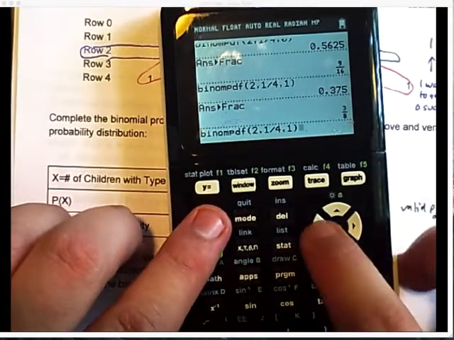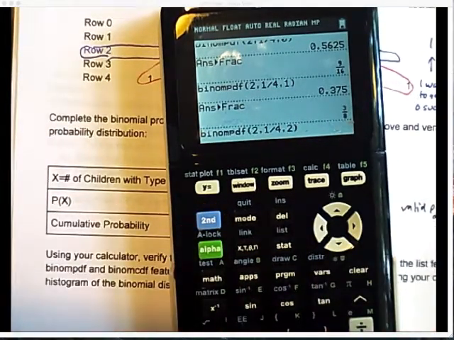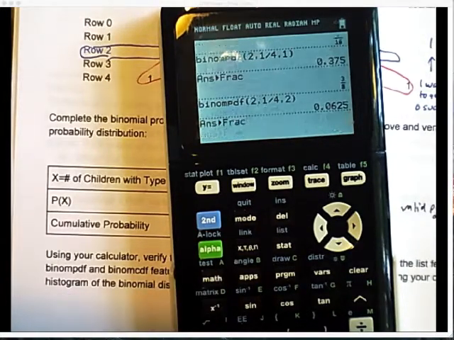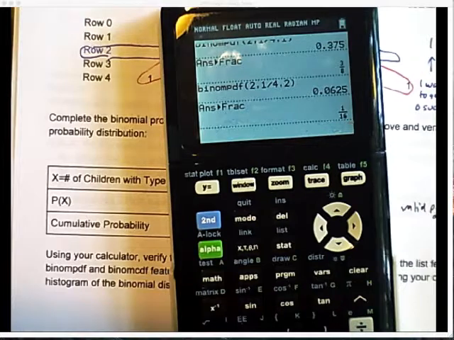If I go for the last number, it gives me that, and as a fraction, that's 1/16. So it will do that for me. It will tell me the binomial probabilities.